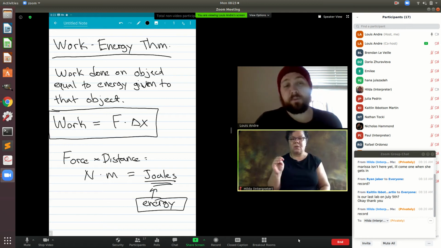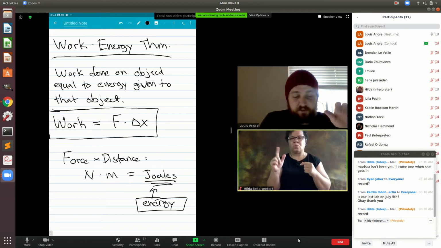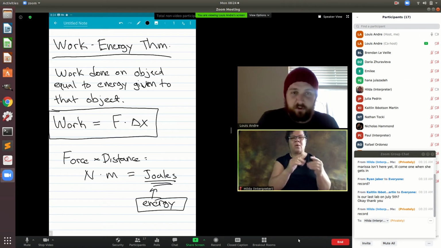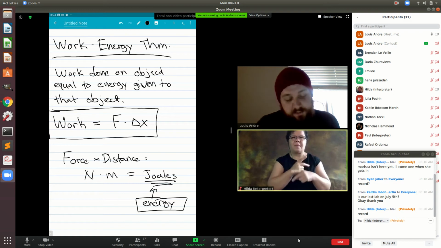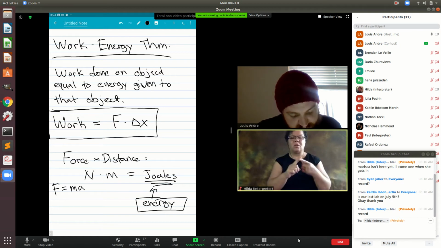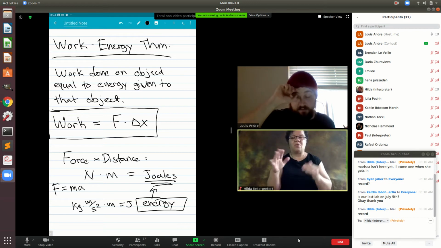Now, if you ever need to do unit analysis and you're working with energy units like joules, you're going to want to equate that to newton meters, and then newtons are kilograms times meters per second squared. How do I know that? Well, because force is equal to mass times acceleration, so you can say kilograms times meters per second squared times meters, that's a joule. Okay? So that's the units right there.